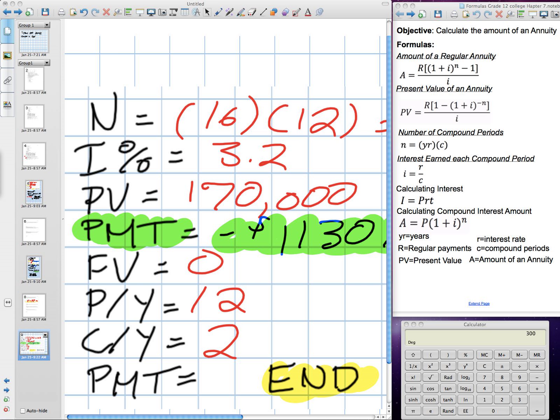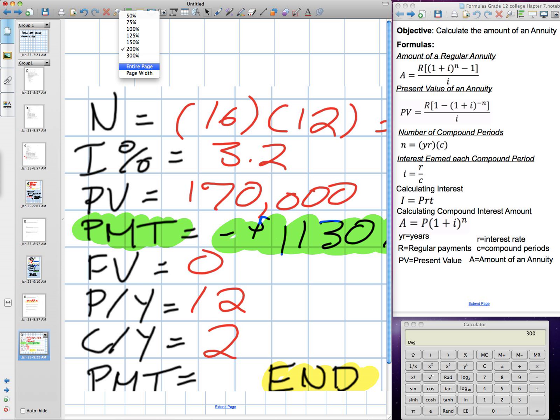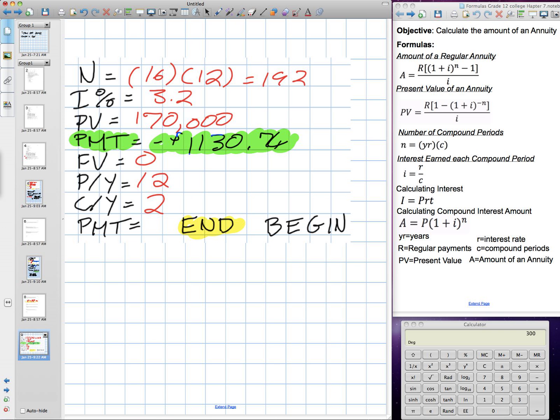All right, question B says, how much interest will Safid pay over the life of the mortgage? Complete with concluding sentence. So let's go back to our other page here. First of all, how many payments did this person make? They made 192, okay? N is telling us how many payments they made. How much was each of those payments for? Yeah, 1,000.